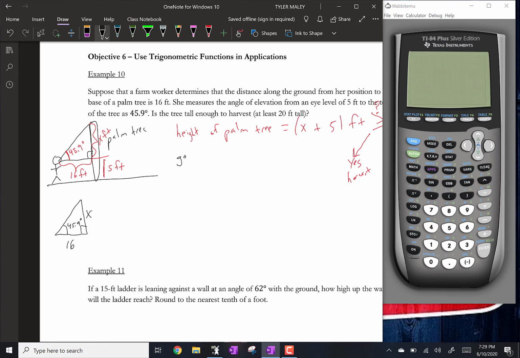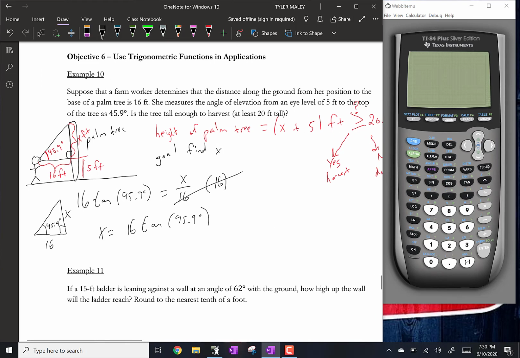So really our goal right now is to find x, right? So tangent of 45.9 degrees would be equal to the opposite, which is x, divided by the adjacent, which is 16, right? Just using SOHCAHTOA. So if I multiply both sides by 16, then what we end up with, so these cancel, we get x equals 16 times tangent of 45.9 degrees, right? That's an exact answer, right?